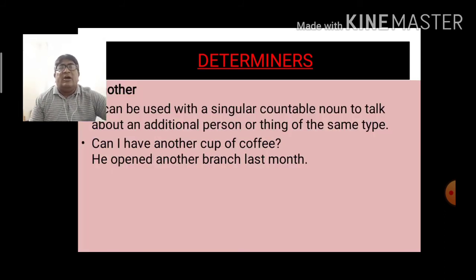The next is another. Other is also part of determiners that is used with a singular countable noun to talk about an additional person or thing of the same type. Example, can I have another cup of tea? So here another is used. He opened another branch last month. So one more of the same type, he is inaugurating one more branch of the same. So here is an example of another.